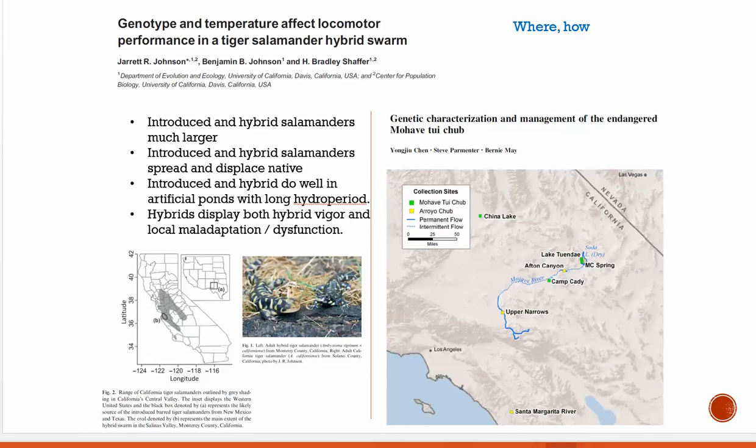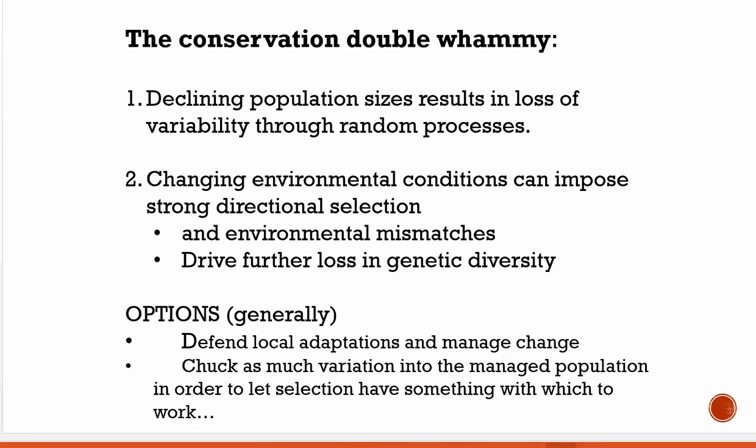So you can pause on a couple of these. I'm not going to go into too much detail on these. These are just two papers and a little bit of text on the hybridization event with the tiger salamanders and the tui chub, resulting in species or populations that we're not quite sure what to do with in terms of conservation. So anyway, there's this conservation double whammy: declining population sizes result in the loss of variability through random processes, these small population problems. But then changing environmental conditions can impose strong directional selection and environmental mismatches and drive further genetic losses. So we can either defend local adaptations and try to manage the change, or try to maximize genetic variation and see that nature has something to work with.